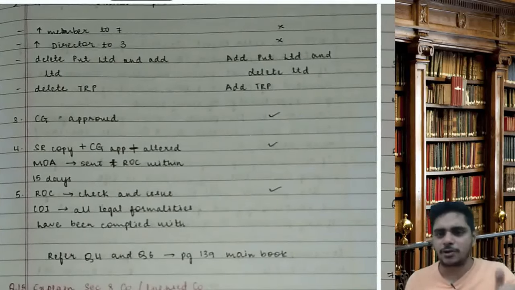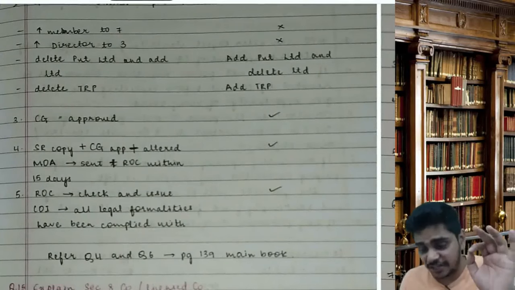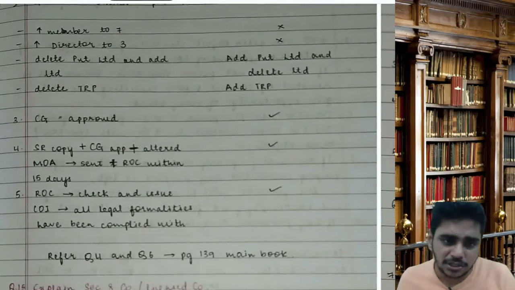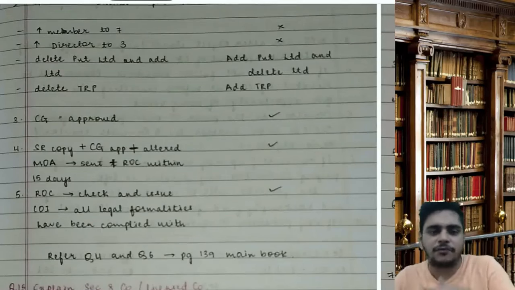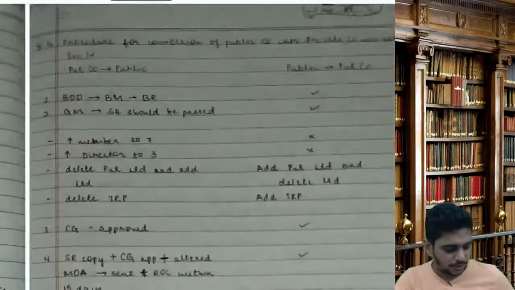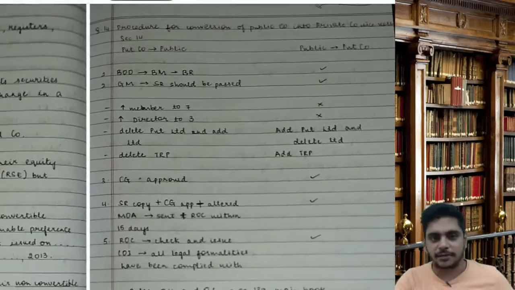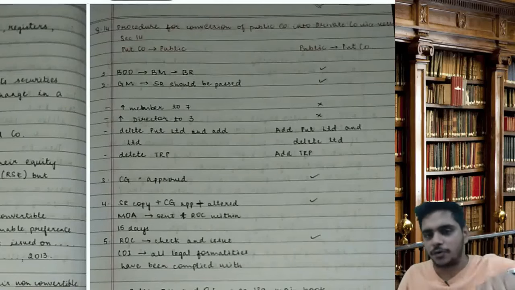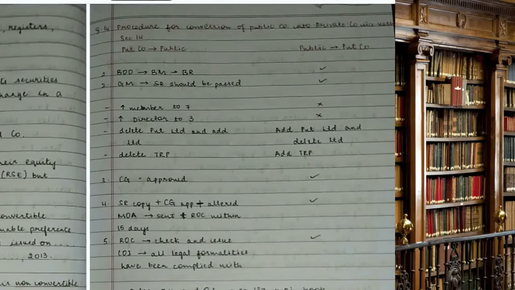Then same point: SR copy, CG approval copy, altered MOA and AOA should be sent to ROC within 15 days. Very important MCQ, within 15 days. ROC will check and will issue a certificate that all legal formalities have been complied with. Understood this much? So do it again. Either of it can they ask. And the section number is 14 of Companies Act 2013.